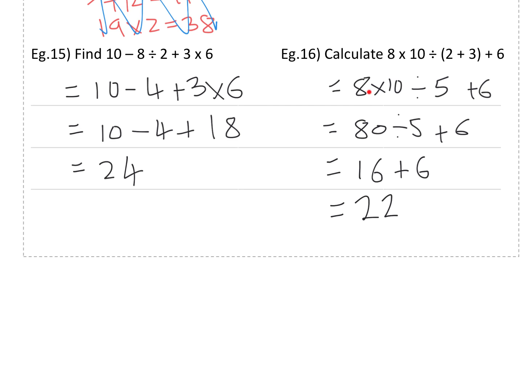You'll notice here, we had to do the brackets first, the 5, but with this here, it wouldn't make a difference if you did the multiplication first, the 80, and then divide by 5, or if you did 10 divided by 5, which is 2, 8 times 2 is 16, which is the same answer. So the order, it doesn't really matter there for multiplying and dividing, they're both at the same level.